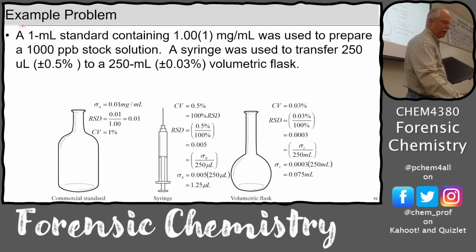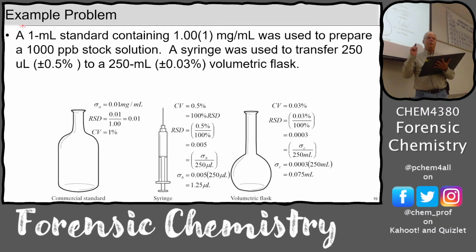Notice that in all of these examples, jumping from the result to the uncertainty to the relative standard deviation should just be second nature to you. So if I have this problem up here, a 1 mil standard containing this many milligrams per mil was used to prepare a stock solution, and then a syringe was used to transfer this to a 250 mil volumetric flask, and we'll calculate what is the final concentration. So notice that we've got a number written like this.